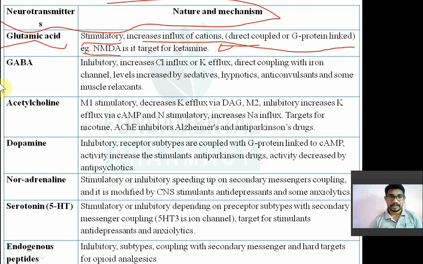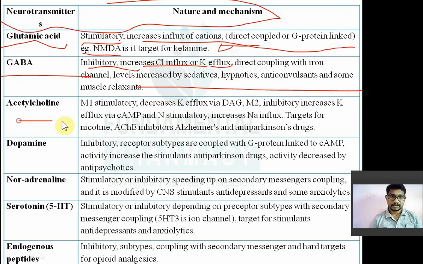The next neurotransmitter is GABA, gamma amino butyric acid. It is an inhibitory neurotransmitter. It increases chloride influx or potassium efflux. It has a direct coupling with ion channels, and its level is increased by sedative hypnotics, anticonvulsants, and some skeletal muscle relaxants.